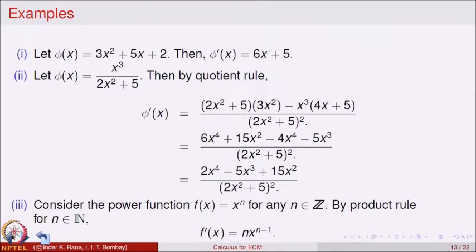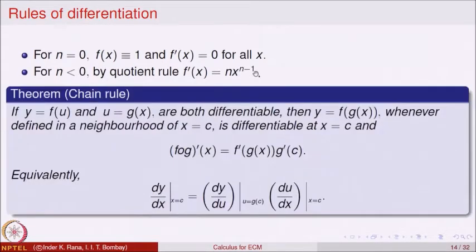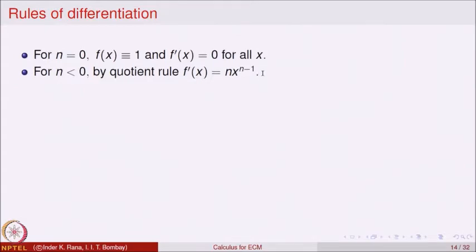Right. Let us look at the next. It says that for n equal to 0, the function is constant, x to the power 0 is a constant function, so the derivative is equal to 0. For the negative case, as we have already indicated, by the quotient rule, this is the derivative, provided x is not equal to 0, because it is going to come in the denominator.